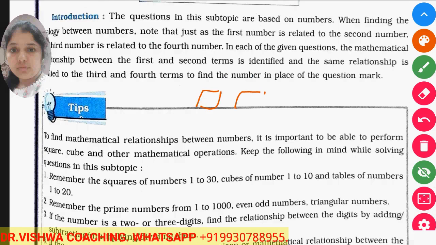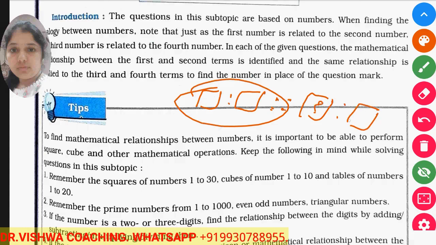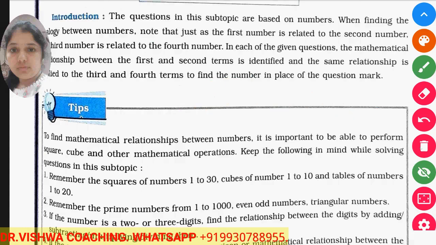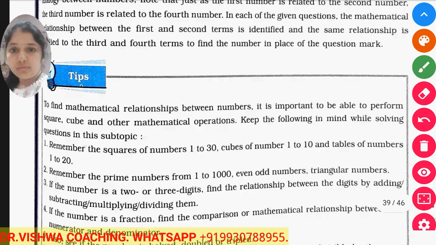One pair of number groups is given to you. There is some relation between these two, and again these four dots are there, and one is a question mark, and the relation with the other number we have to find. Like we find a correlated figure, correlated word, we have to find the correlated number.